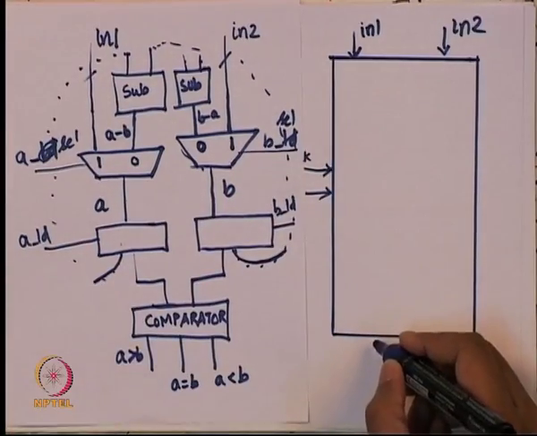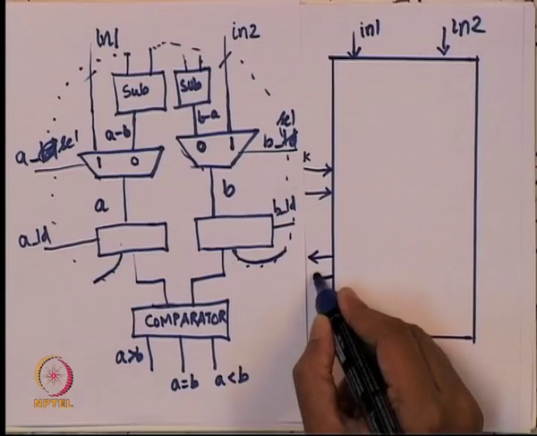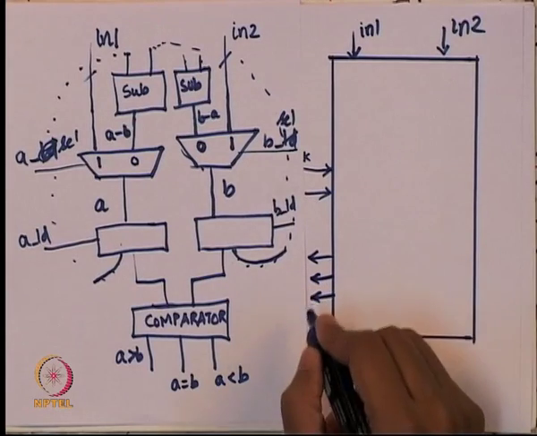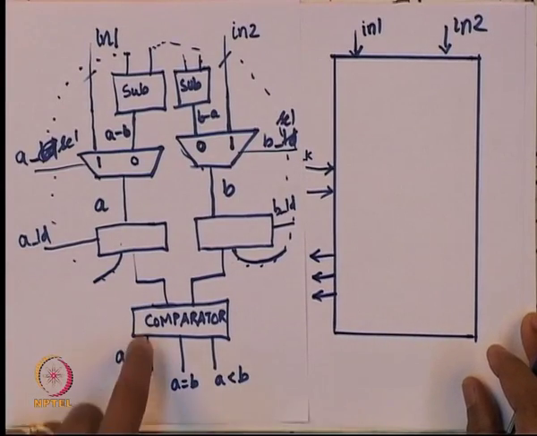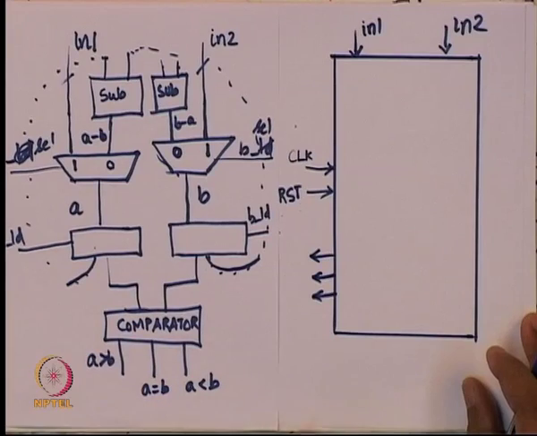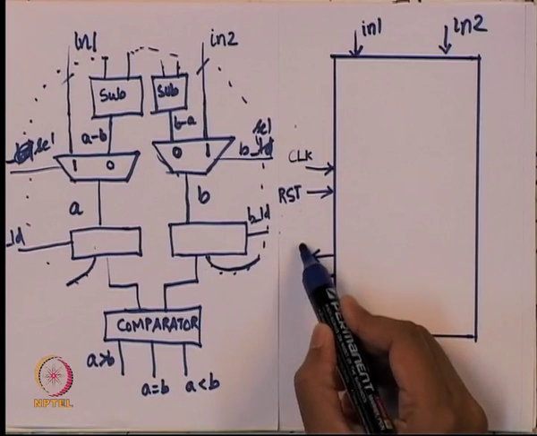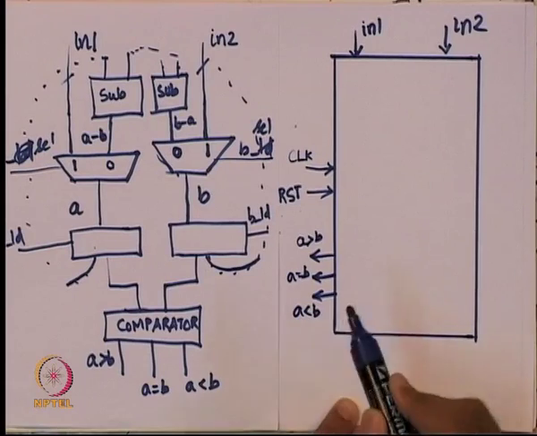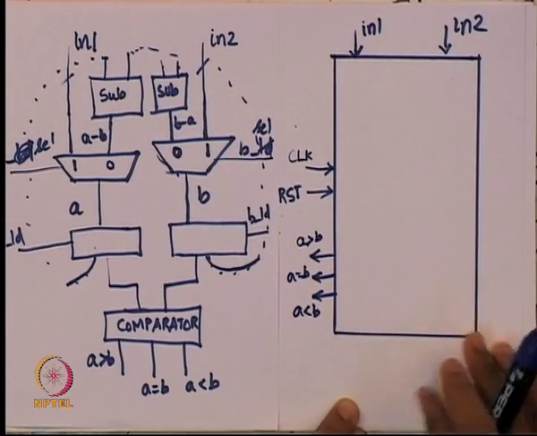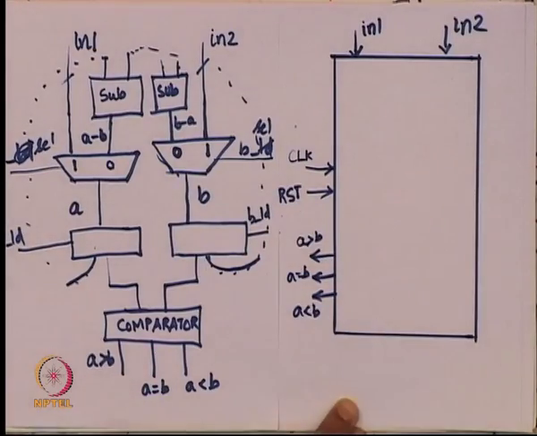So, in some sense we need 3 output signals, and these 3 output signals can only come from the data path, because the data path is the one having the comparator, right. The comparator inside is going to give 3 outputs, and we are going to tap it to the external world. So, I am going to have this as A greater than B, A equals to B, and A less than B. So, from the comparator they need to go out to the external world.